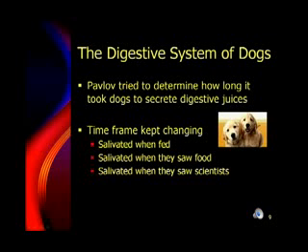Pavlov was actually a Russian physiologist and was studying the digestive system of dogs, but in doing so he found out some things about learning that had applications to humans as well. He was trying to determine how long it took dogs to secrete digestive juices, and what he noted was that the time frame kept changing.